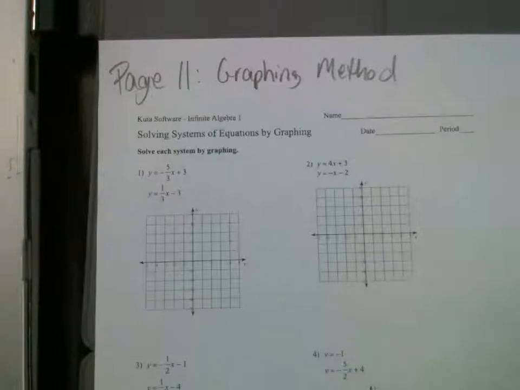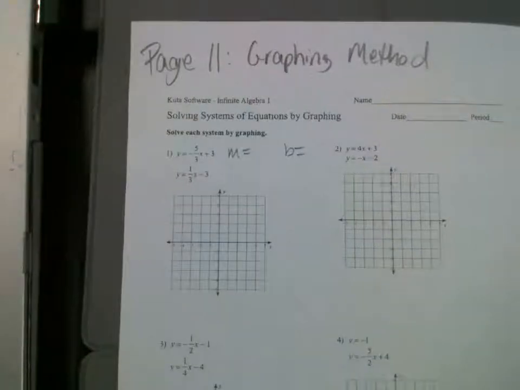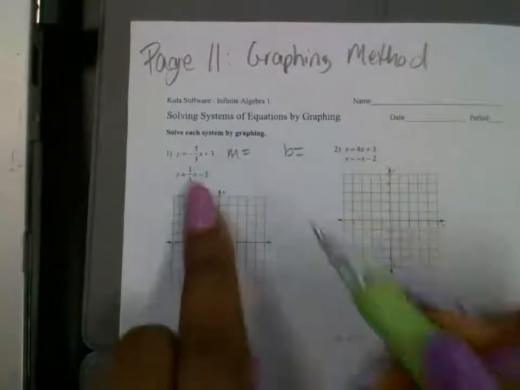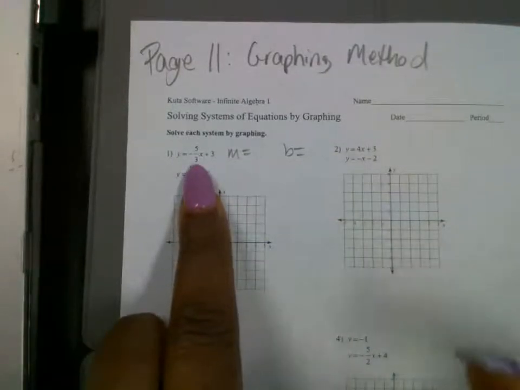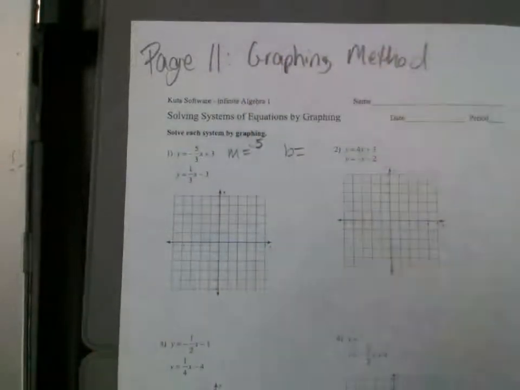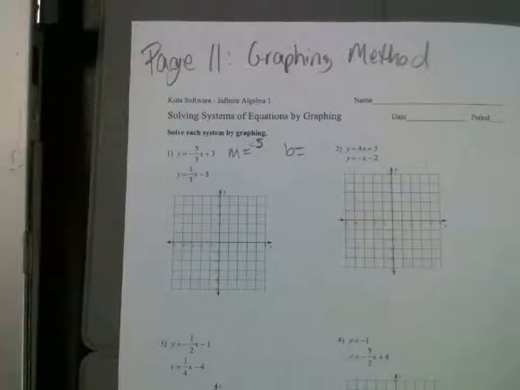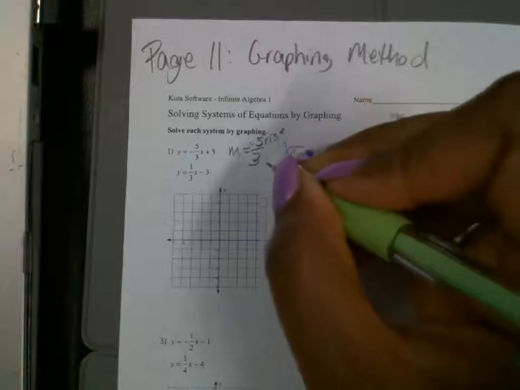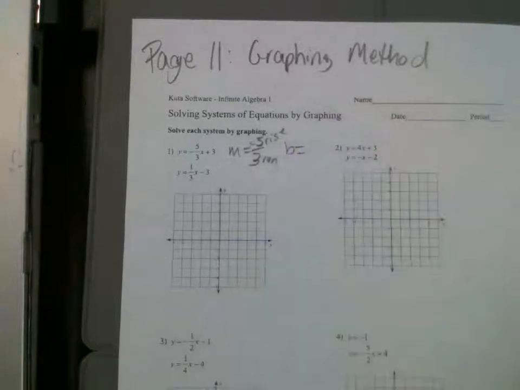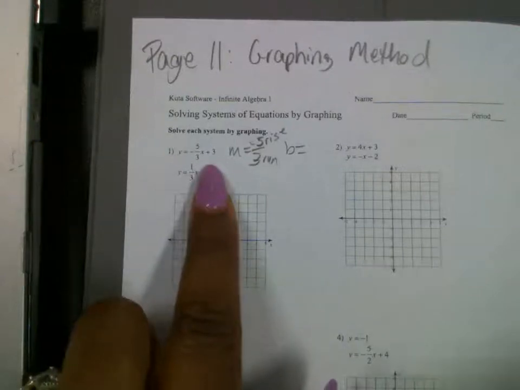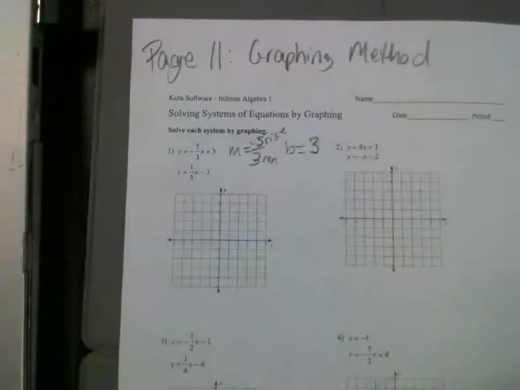Since it's already written in y equals mx plus b form, you just label what your m is and what your b is. Which one of these numbers is your m? Negative 5 over 3. The top number is the rise. The bottom number is the what? Run. Okay. Which number is your b in this equation? 3. It's 3. You okay so far? Did you write it?